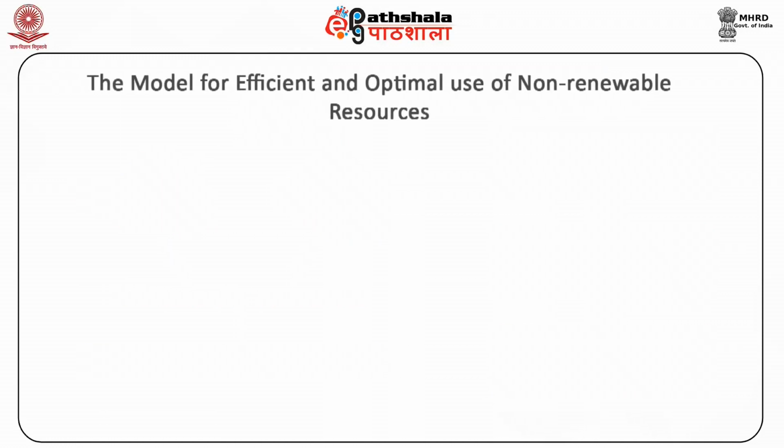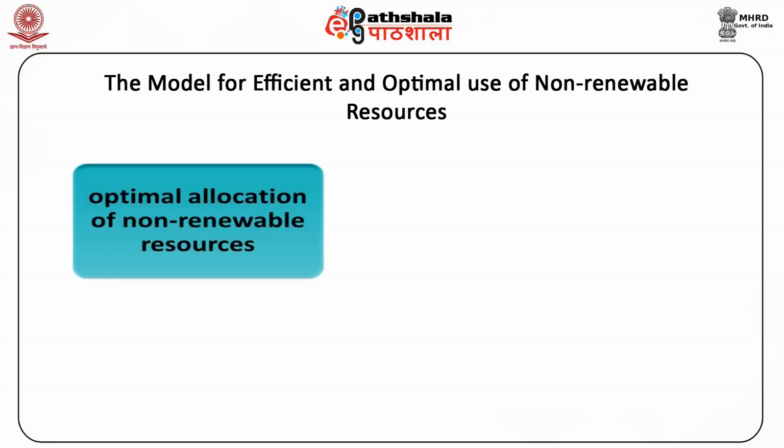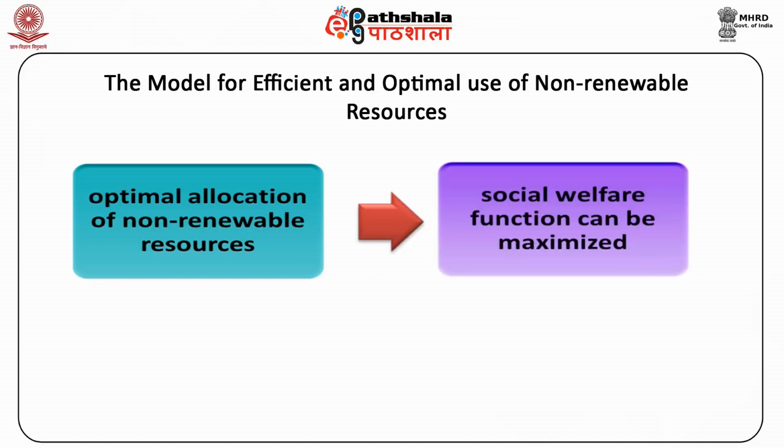Let us study the model for efficient and optimal use of non-renewable resources. We first establish the conditions that must be satisfied for optimal allocation of non-renewable resources so that the social welfare function can be maximized.